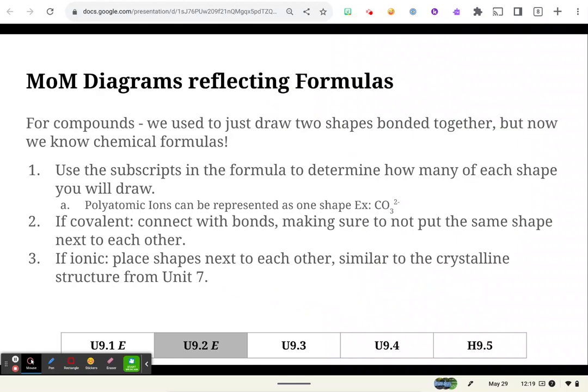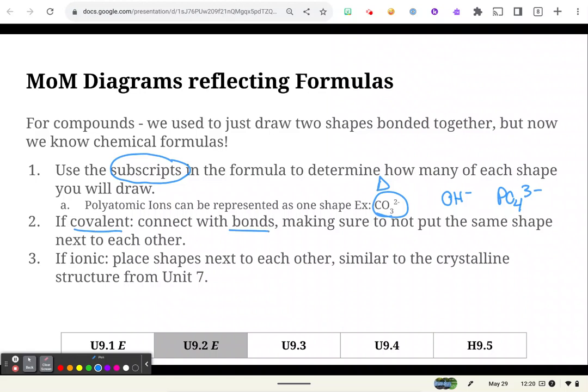Then you have to think about the formula. You have to use the subscripts in the chemical formula to figure out how many of each shape you draw. Remember, if you're dealing with a polyatomic ion, so CO3, OH minus, PO4 3 minus, just to name a few, you're only going to use one shape. The reason is the polyatomic ion will stay together. It shows up on both sides, so there's no need to show all the bonds within those polyatomic ions because they're just going to stay together. So we're just going to simplify it and use one shape for each one.